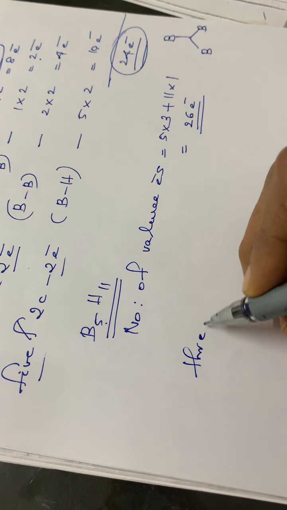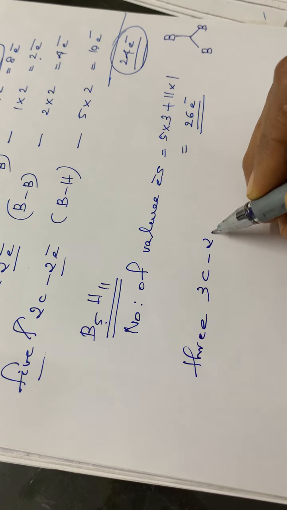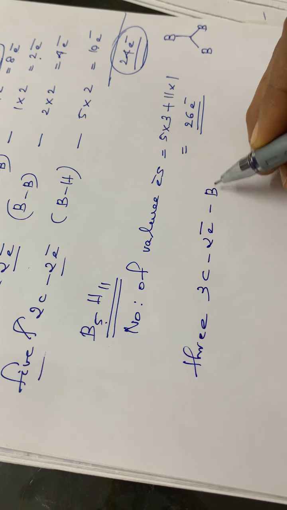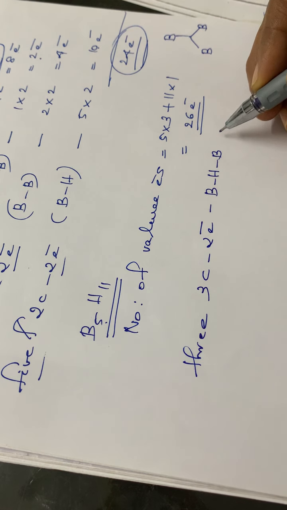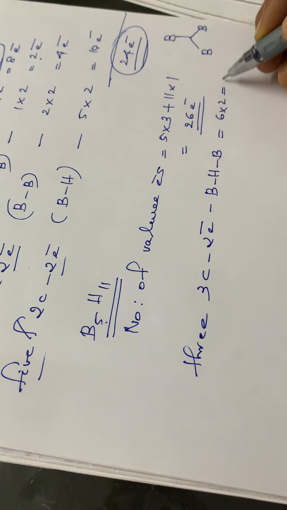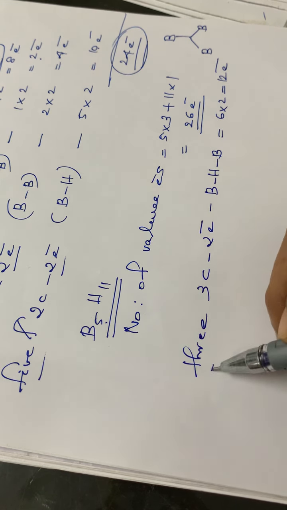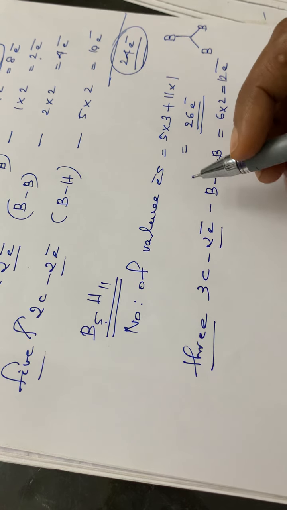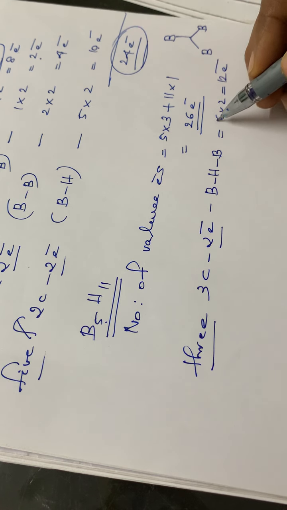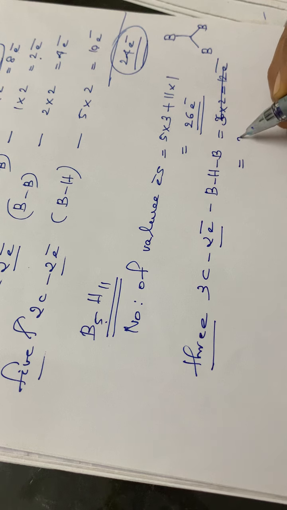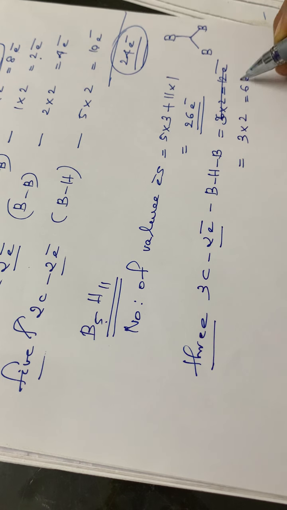Then here three center 2 electron bonds are there. Three center 2 electron bonds are there. That is the BHB bonds. That is equal to 6 into 2. That is equal to 12 electrons. Okay. Sorry. 3 into 2. 3 into 2, that is equal to 6 electrons.